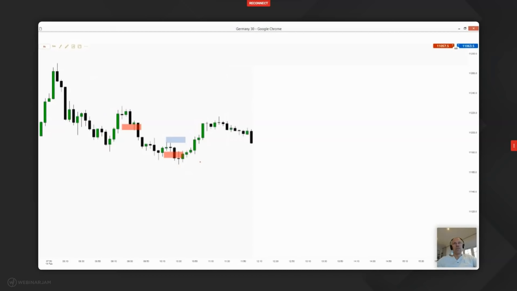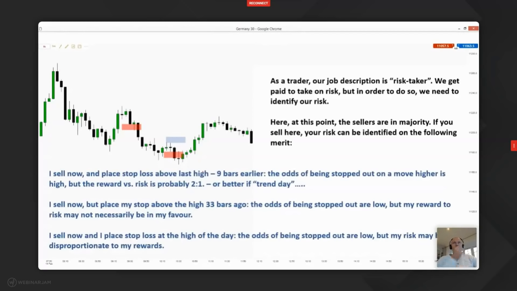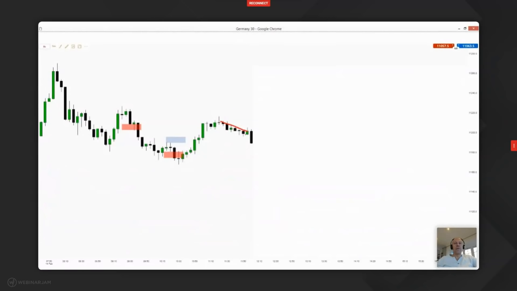Here comes the next chart. So as a trader, our job description is, you might as well say, you are risk traders. You need to take risk. How are you going to manage that risk? If I sell now, I could have a stop loss up here. In my observation, many people would be reluctant to sell something that has already gone down for 9 or 10 bars. I think that's a mistake. I noticed this behavior in clients during my brokering days, that people were reluctant to sell something that had already fallen. They were also reluctant to buy something that had already risen for quite some time.